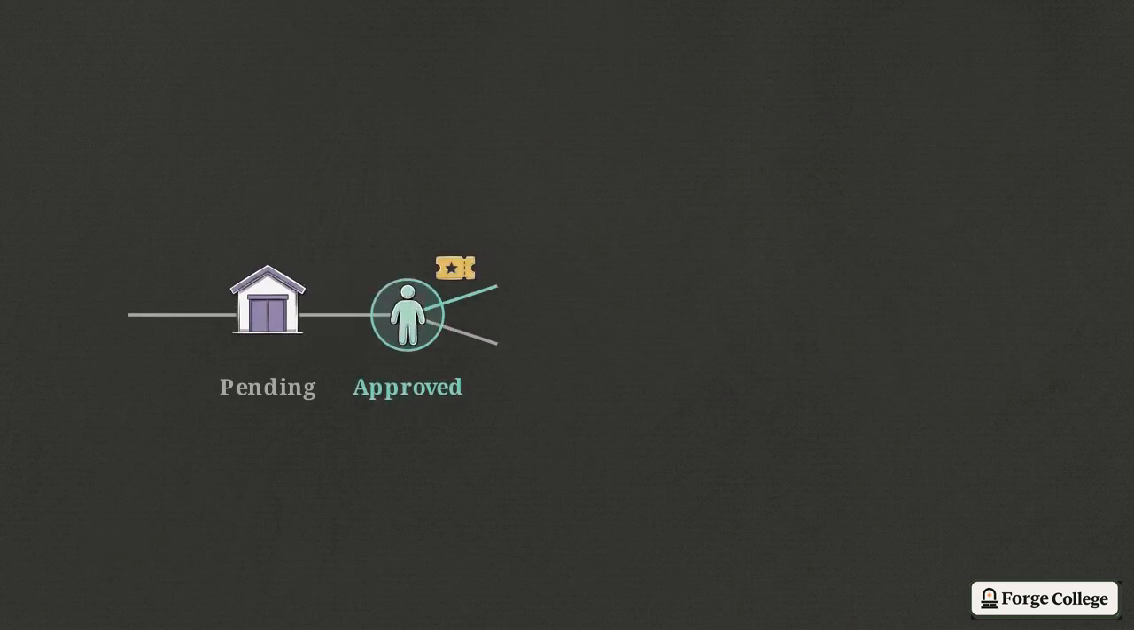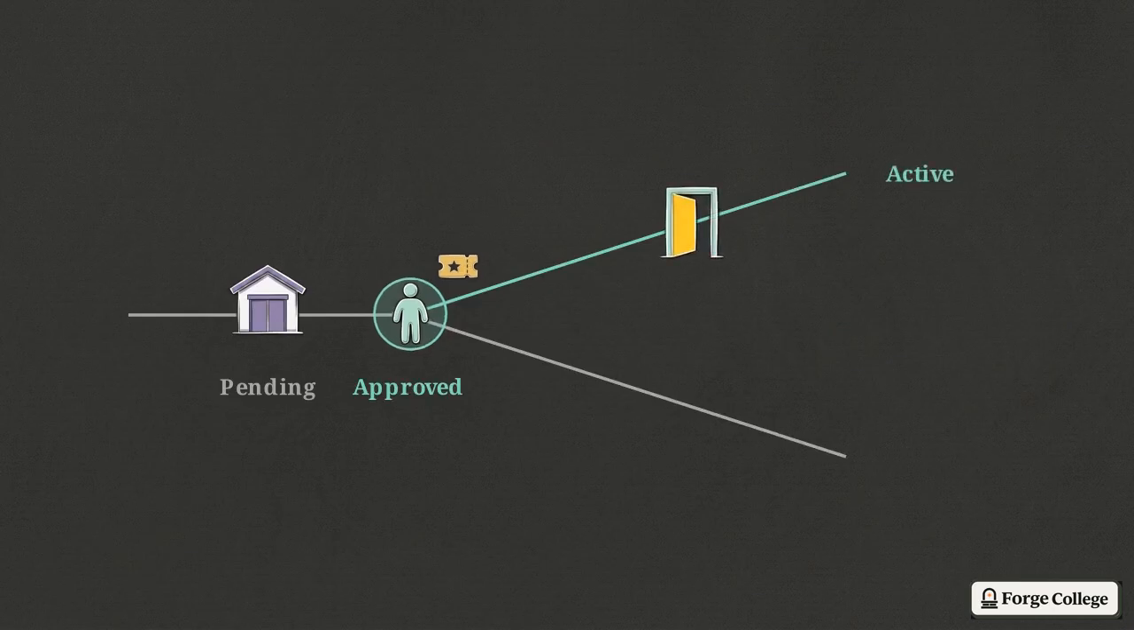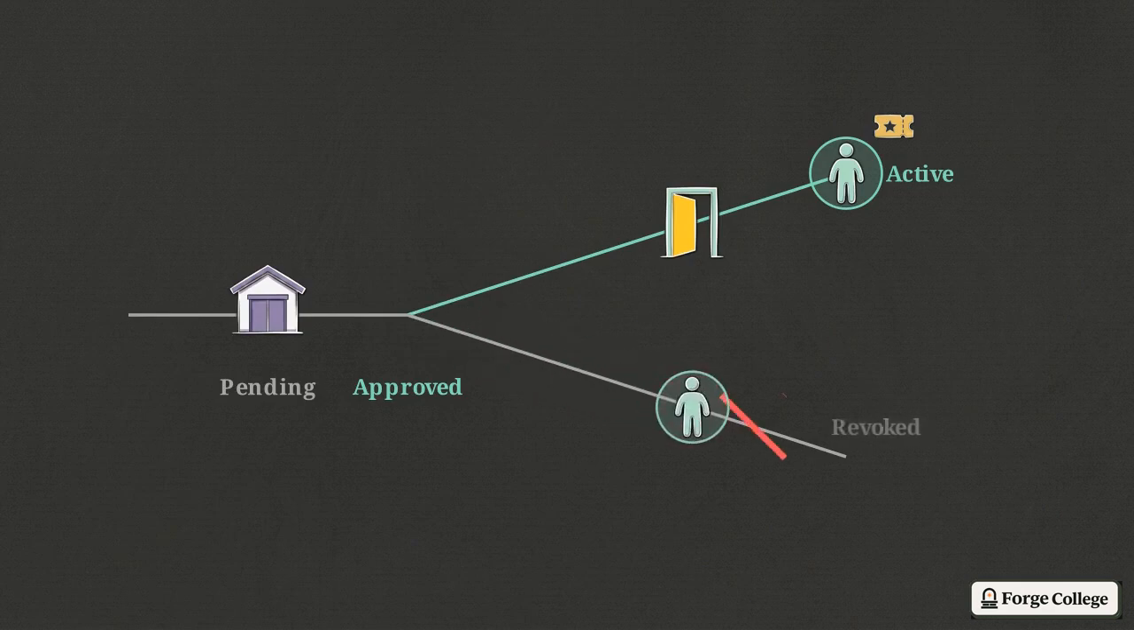The whitelist journey has specific stages. Users start pending while off-chain services check their ID. Once complete, they become approved, turning green on our timeline. Finally, they become active when the sale begins, or revoked if they fail checks or an admin removes access.